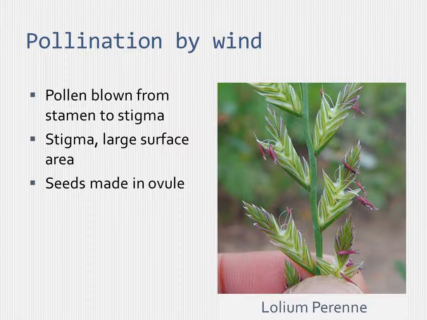Pollination by wind. The Lolium perenne is a grass flower which is pollinated through wind. Pollen is blown from the stamens of a plant to the exposed stigma of another plant to then be made into seeds in the ovule. The stigma has a large surface area to catch the pollen, as the wind makes it difficult for the pollen to land correctly.